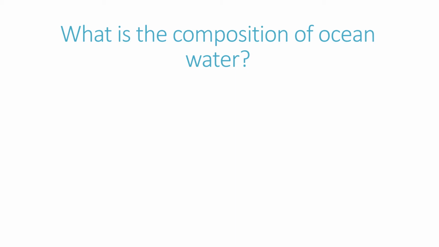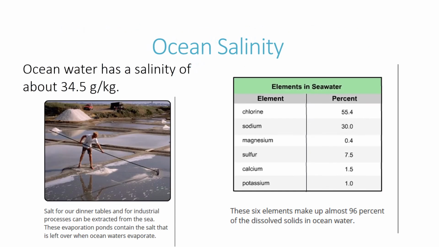So when scientists talk about the composition of the ocean, they're usually referring to the ocean's temperature, salinity, and density. Each of these factors vary as you move from place to place across the ocean. These factors also vary as you move deeper and deeper towards the ocean floor. Ocean salinity, as we said, does change from place to place.